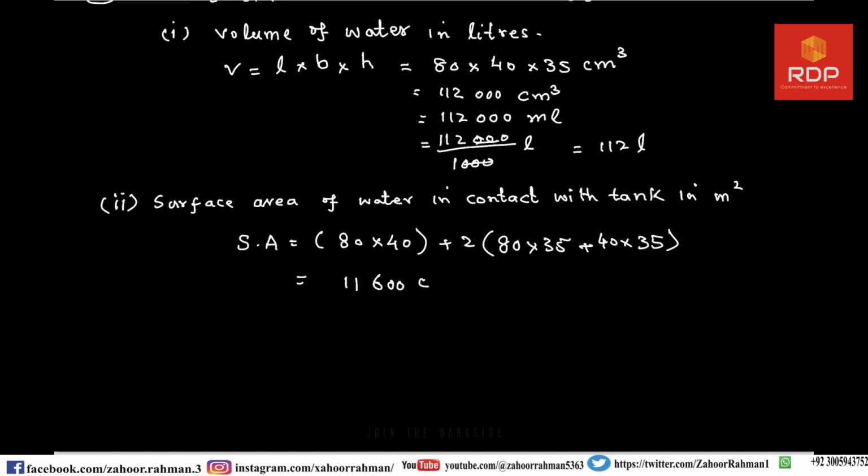11,600 centimeter square, and then we have 11,600 divided by 10,000, and that will be meter square, because the question is asking to find the surface area in meter square, and when we calculate it we will get 1.16 meter square. Now let us turn our focus to question number 12.